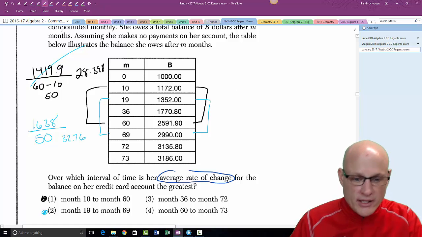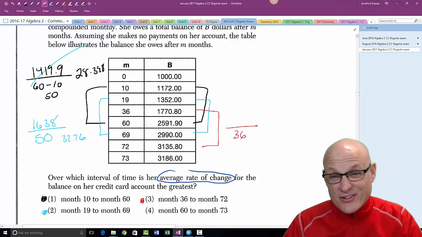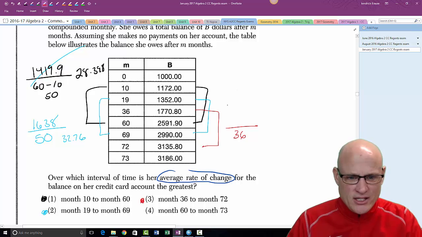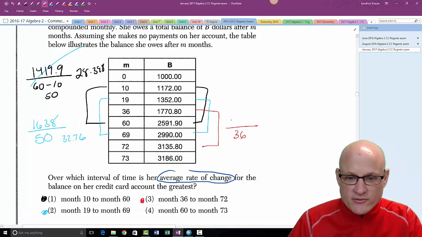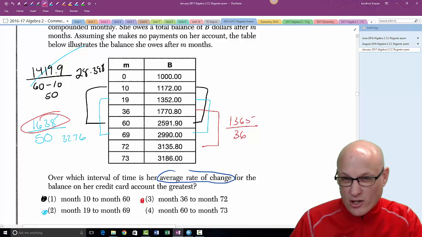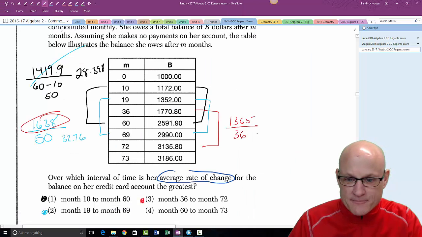Let me do the next one in red. 36 to 72, that's these two. So the denominator is just going to be 36, because 72 minus 36 is 36. 3135.8 minus 1770.8 is 1365. Now you might say, oh, that's less than 1638, but I'm dividing by a smaller number too, so you've got to be careful. Divided by 36, it's 37.9.